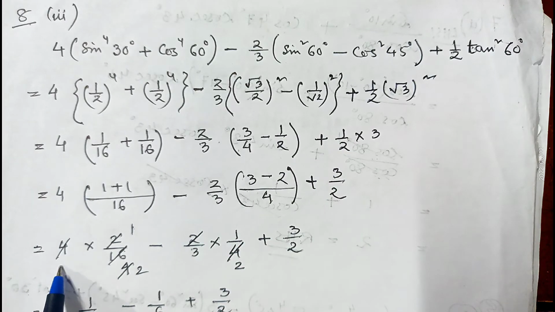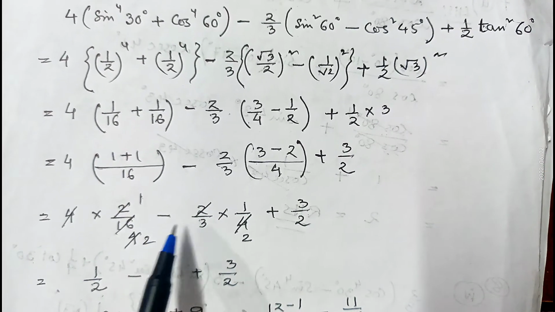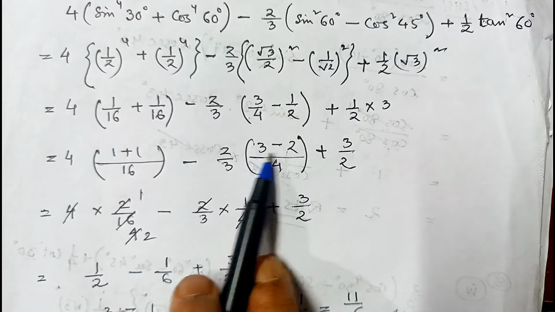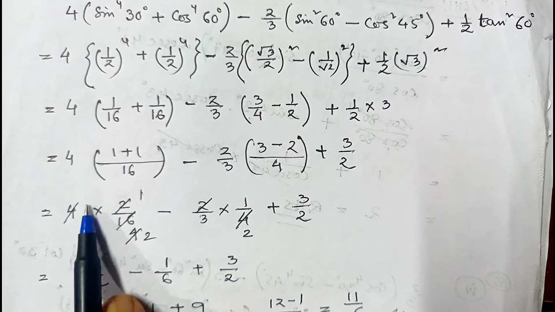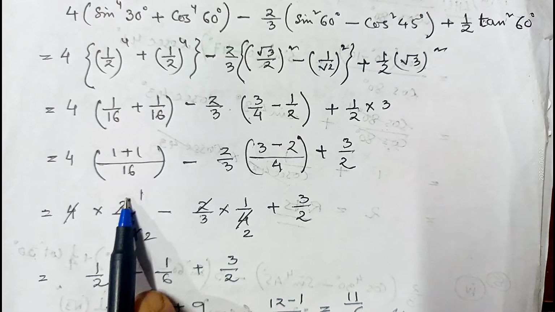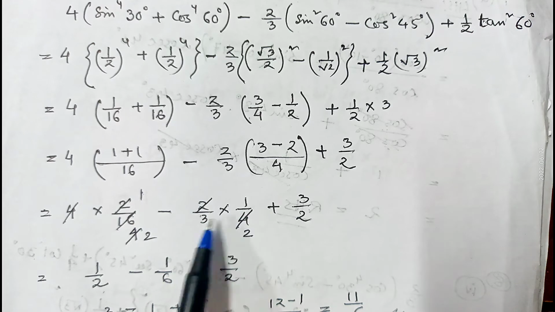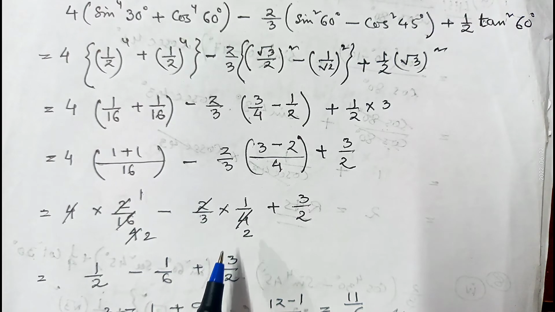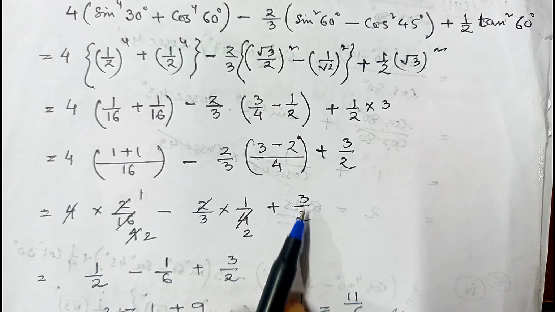So in the next step it will be 4 into 1 plus 1, 2 by 16, minus 2 by 3 into 3 minus 2, 1, 1 by 4, plus 3 by 2. 4, 4 sixteen, 2, 2 four, minus 2, 2 four, 1 by 3, 2 six here, 2, 2 four, so it will be 1 by 2 plus 3 by 2.